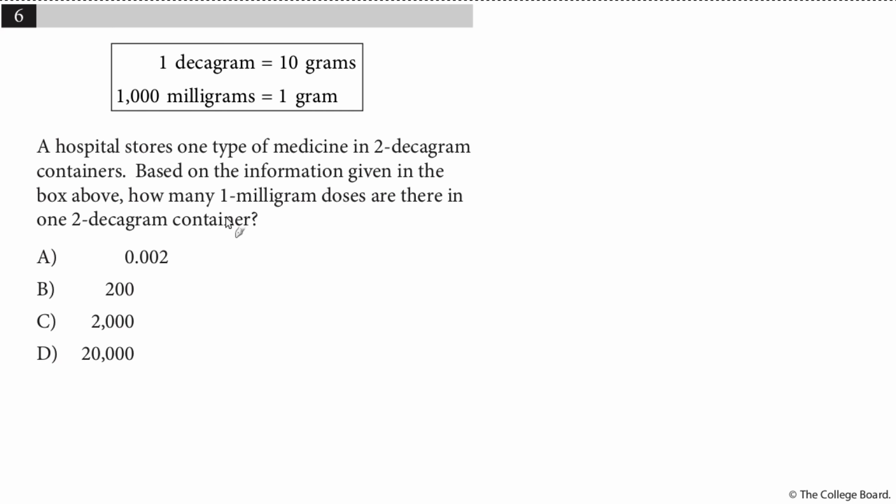container? So basically I want to get everything in terms of the same measurement, and it's usually easiest to get them in terms of the smallest measurement. So from here, since 1 decagram is 10 grams, that means that 2 decagrams will be 20 grams.